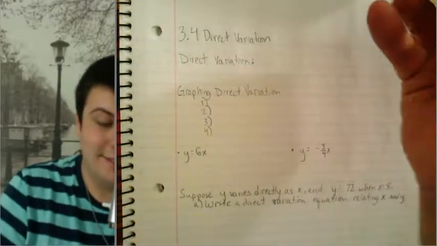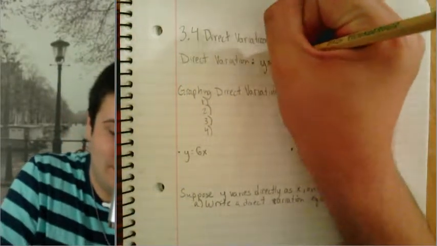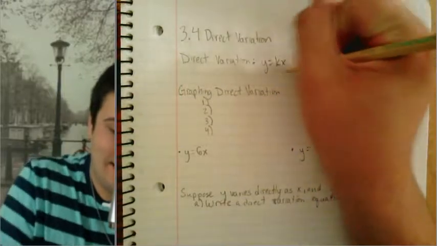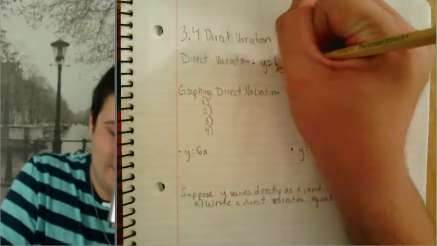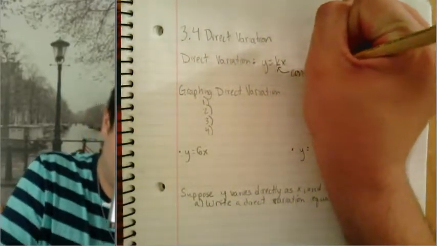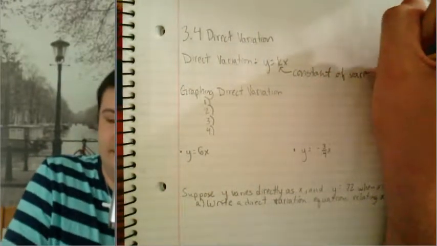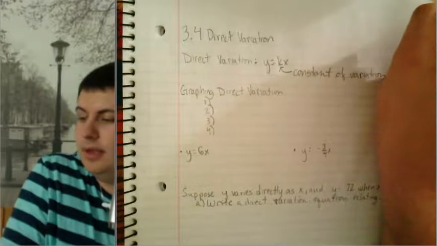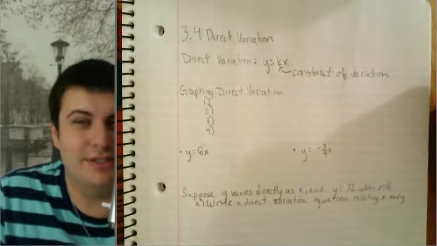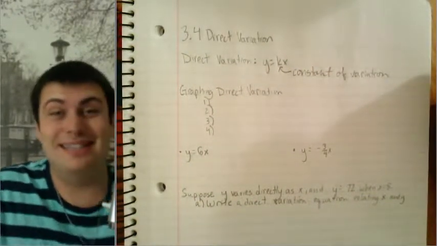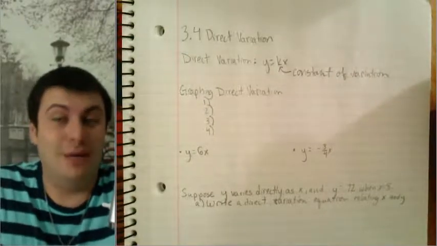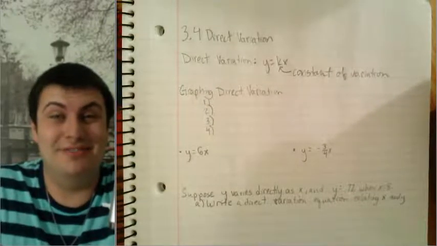All right, a direct variation takes the equation y equals kx, where this k is known as our constant of variation. And we're going to do two things with direct variations. We're going to graph them as well as set up scenarios that involve when quantities vary directly with others.